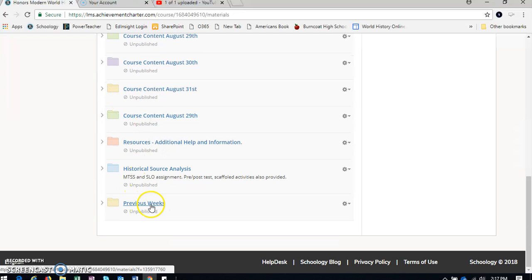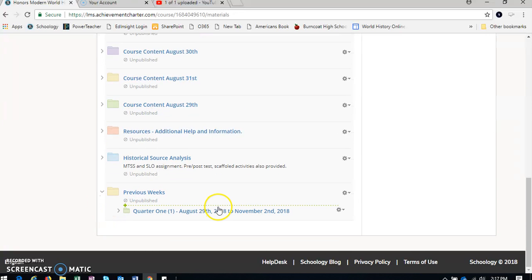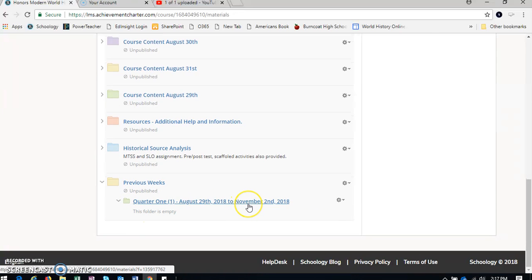Also here we have the previous week's folder. In here you'll see, once we get started with the school year, if you were to click on quarter 1, you would see a week 1, week 2, things like that, and that's where you would go to find any previous week's assignments that maybe you need to redo or resubmit, or any missing assignments. So again, just good information to know where that is as well.